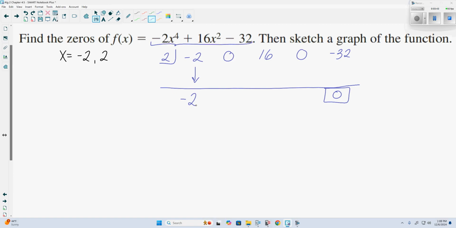So we'll do synthetic division with 2. We bring the negative 2 down. 2 times negative 2 is negative 4. 0 plus negative 4 is negative 4. 2 times negative 4 is negative 8. 16 plus negative 8, 16 minus 8 is 8. 2 times 8 is 16, plus 0 is 16. 16 times 2 is 32. Negative 32 plus 32 is 0, it means it is a solution, yes? What other solutions did we have?